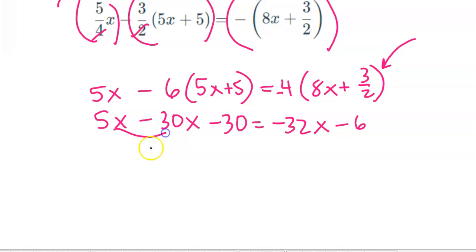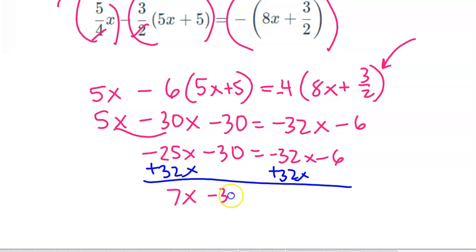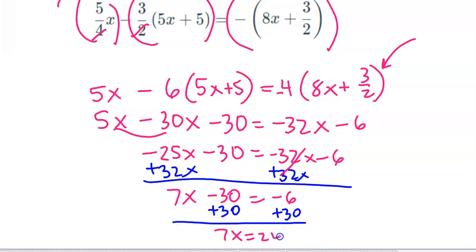Now I'm going to combine like terms. And then I'm going to use an inverse operation. I'm going to add 32 to both sides, because I like to keep my variable positive. Let's see, what do I get here? That's 5, 6, 7. And then over here I get negative 6. So add 30 to both sides. And it looks like I'm going to get 7x equals 24.